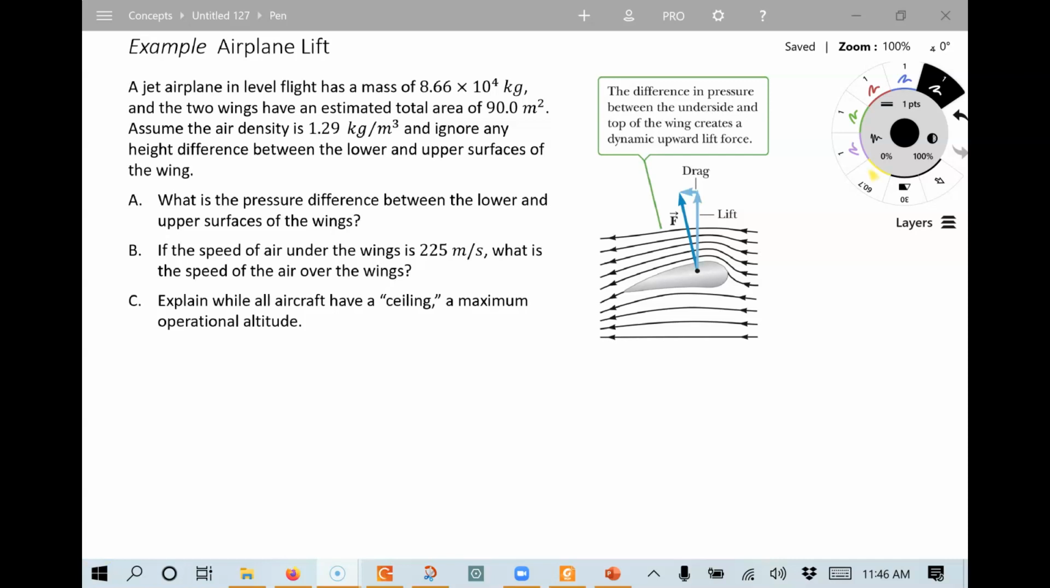Hi, this is an example problem on airplane lift. This comes from chapter 11 on ideal fluid flow. Pause for a moment to read the question.